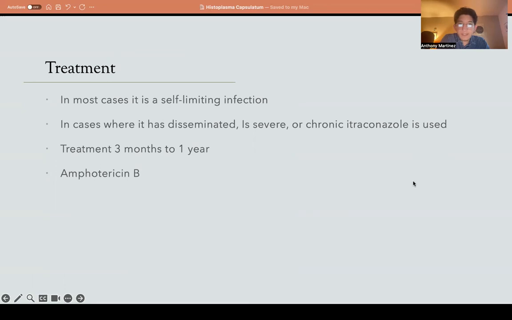And like I said, in most cases, it is a self-limiting infection. But in cases where it's disseminated or where there is chronic pulmonary infection, that sort of thing, they will use antifungal treatments. The most common is itraconazole, and this treatment can last from 3 months to a full year. So you're usually taking it twice daily for a minimum of 3 months, all the way up to 1 year. So the treatment can last quite a while. Amphotericin B is also used in conjunction with itraconazole. And those are pretty standard treatments for this organism.